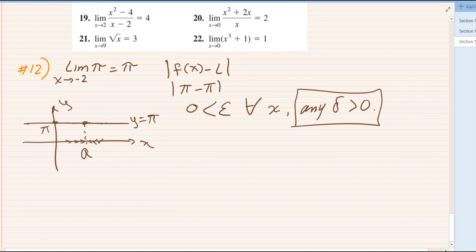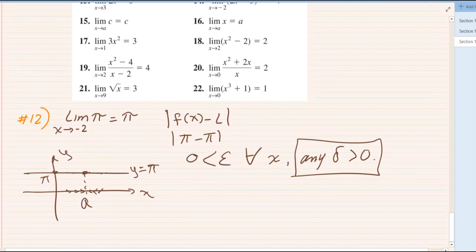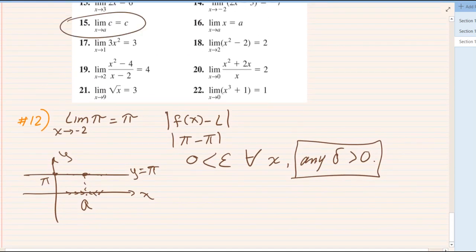Okay, in fact, that is true for number 15. It's the same thing, right? In number 15, any positive delta would work. So delta in this case is chosen arbitrarily. Okay, let's take a look at another example.